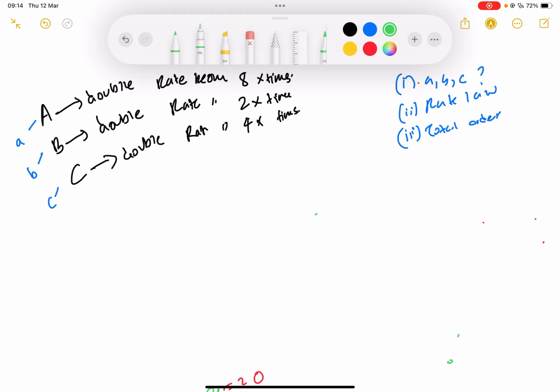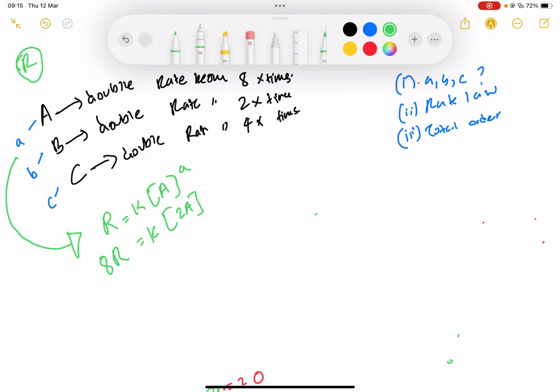Now let's apply it for A. When you are finding for A, the other reactants' concentrations will be constant. Let's take the initial rate as R. Initial rate R equals K A to the power a. This is the rate law for the initial one. Now the new rate has become what? 8 times the initial when you double the concentration of A. When you double the concentration of A, the rate became 8 times.